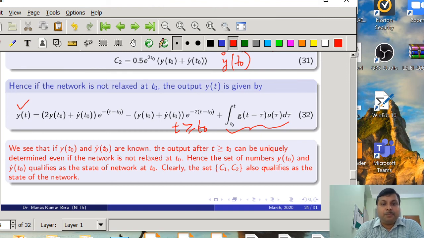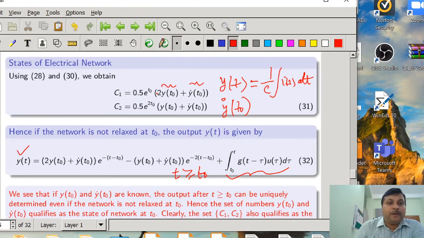Hence the numbers y(t0) and y dot(t0) qualify as the state of the network at t0, meaning state variables of the network. Clearly the set C1 and C2 also qualifies as the state of the network. Means not only y(t0) and y dot(t0), C1 and C2 can also qualify as state variables of the network.